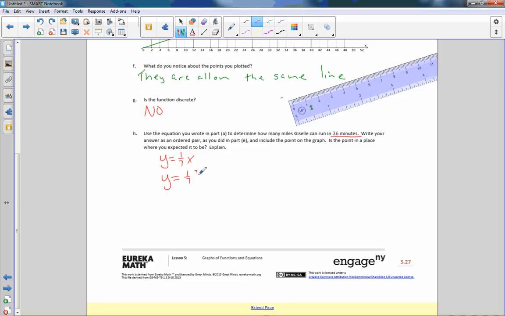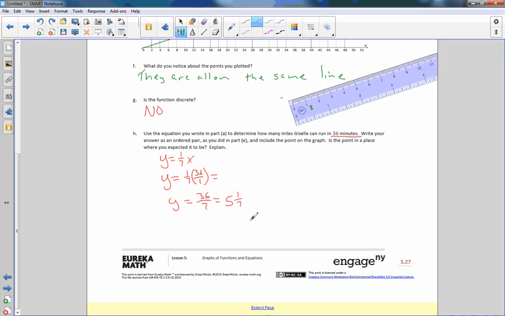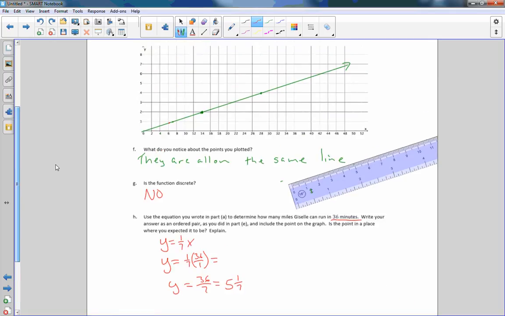So when x is 36 and I multiply it, 7 will not go into 36 evenly, so when I do that, I get y equals 36 over 7, which is approximately, is it going to be an approximation or is it going to be equals? Let's put equals first. 7 times 5 is 35, with a remainder of 1. So let's just call that 5 and 1/7. All right, so that means when x is 36, y is 5 and 1/7.